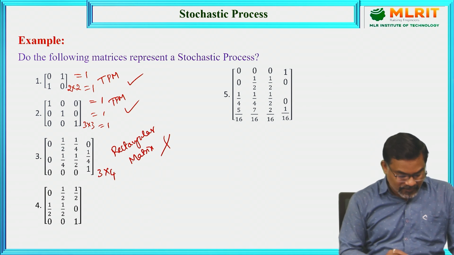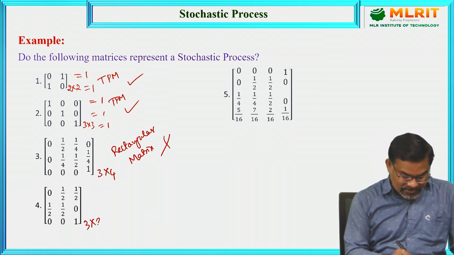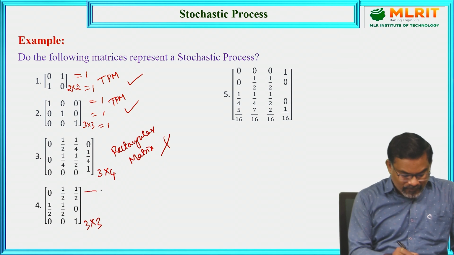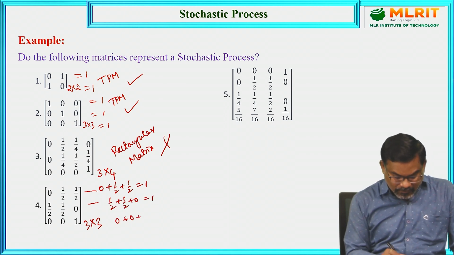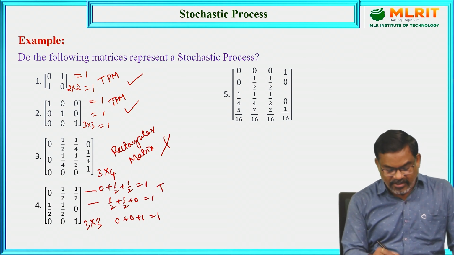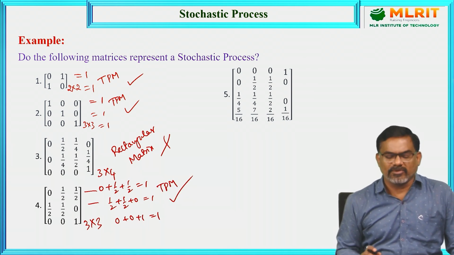Coming to the next one, again it is a 3 by 3 matrix and along each row, 0 plus 1 by 2 plus 1 by 2, which is 1, and here 1 by 2 plus 1 by 2 plus 0, again 1, and 0 plus 0 plus 1, again 1. So, it is a transition probability matrix and hence it represents a stochastic process.